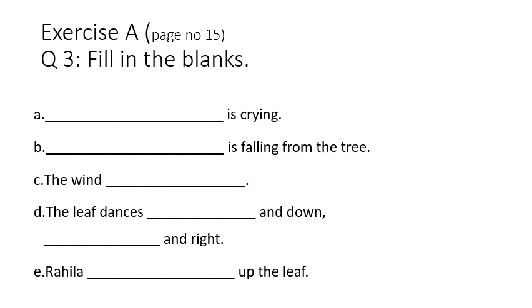Number D is the leaf dances dash and down, dash and right. Number E is Rahila dash up the leaf. What did Rahila do in the end of the story with the leaf? I'm sure all of you can do it very easily. If you need more help, you can always open up your books, read the story again, and then you can easily fill in all the blanks.